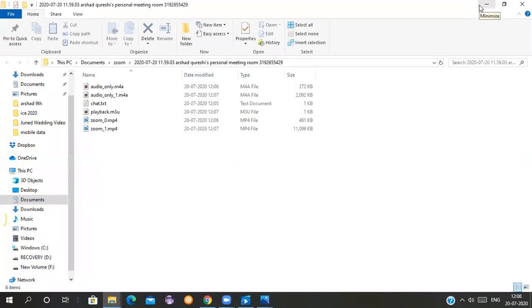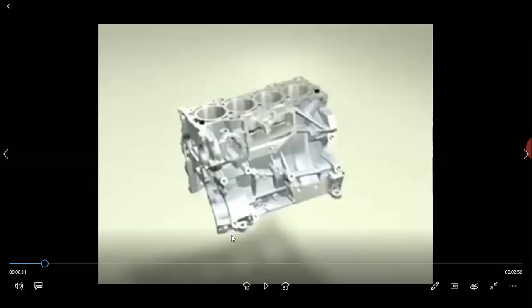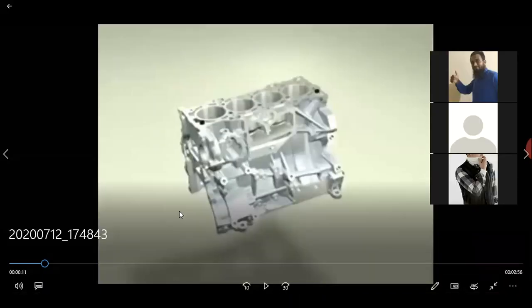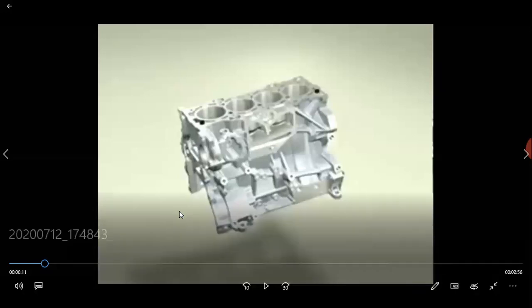Okay, so let us start with the constructional parts. This is the constructional part. I'm showing you how an IC engine is assembled. This was also a part of your first practical, students. This is the main cavity in which the piston slides.